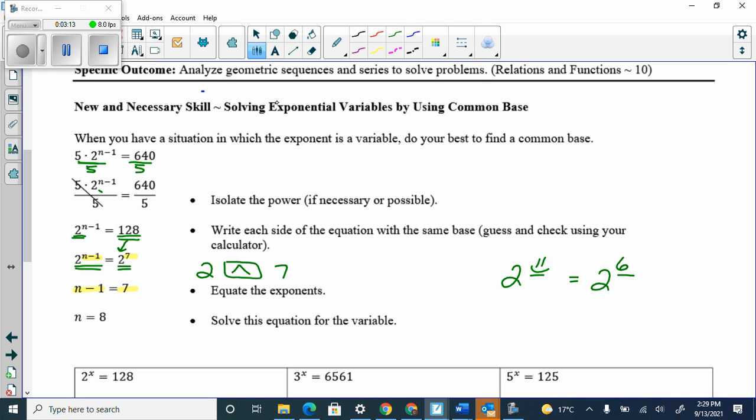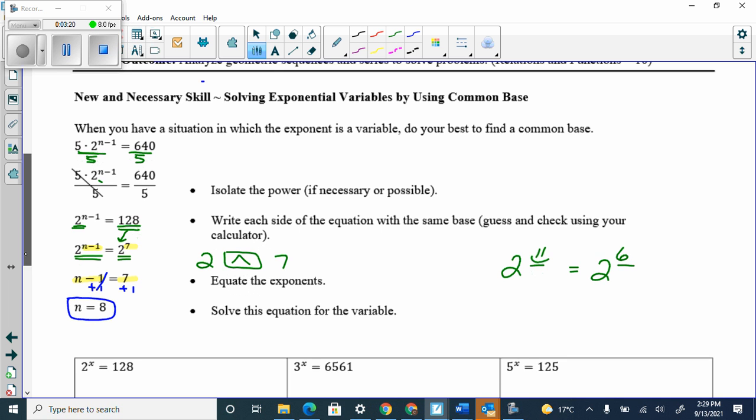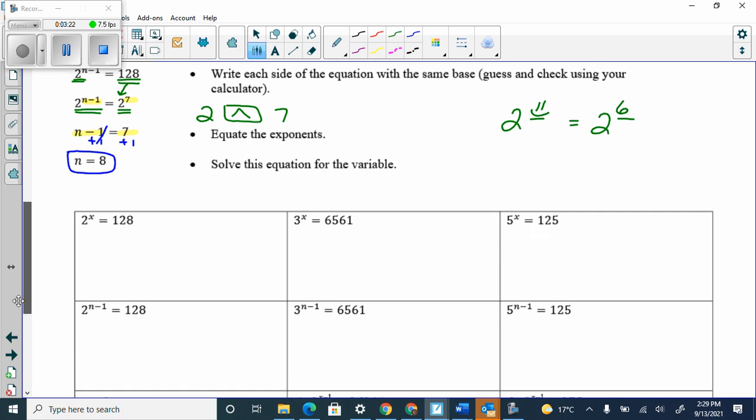How would we solve it? We would add 1. So we get n equals 8. So what we're going to practice is solving some common base problems.